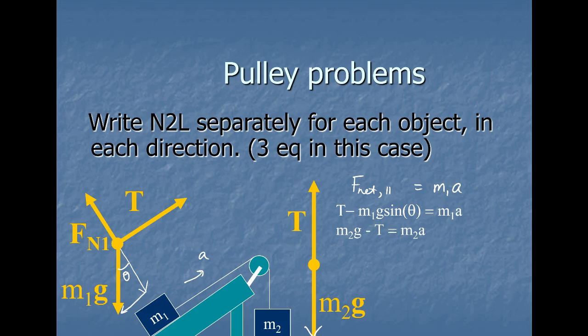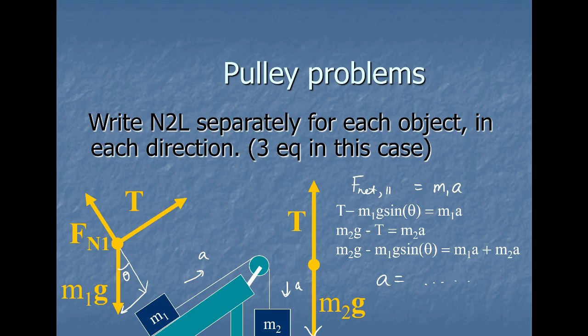And M2G minus tension is equal to M2A. Again, we would assume that this accelerates down. So we would just combine those by adding them. And that would allow us to solve for the acceleration.